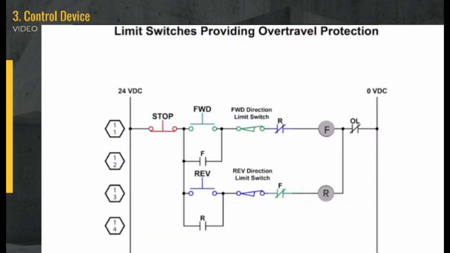The circuit shows how the limit switch will operate. The PB starts the motor as long as the limit switch is not tripped or actuated. The motor will turn off when the limit switch has been actuated or the stop button is pressed.